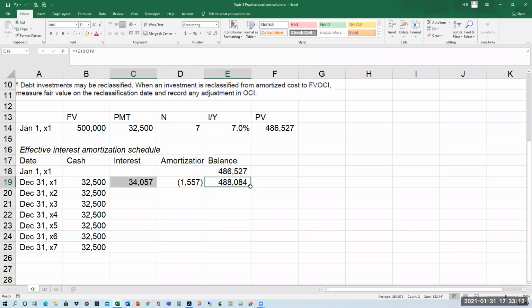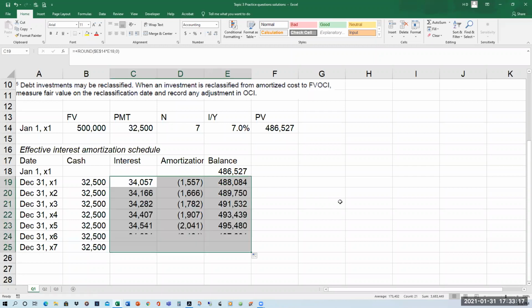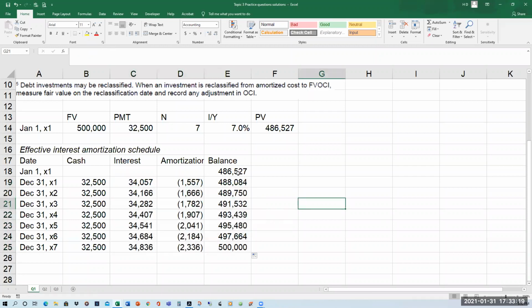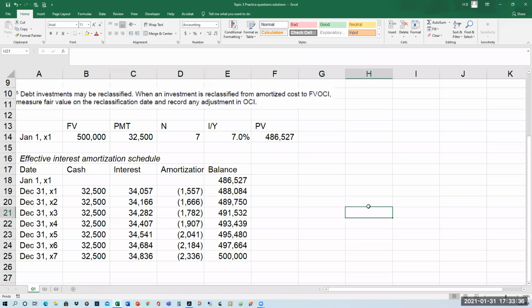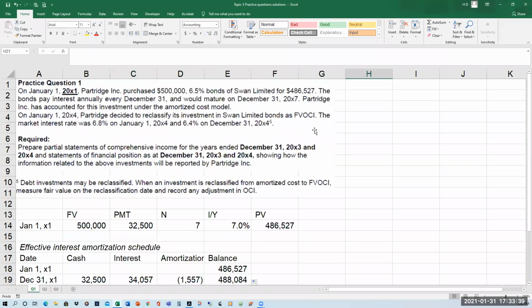balance. And we expect that to happen because we expect that over the 7-year period, the carrying amount of the investment will go up to 500,000, and that's precisely what happened here. Every year, the interest amount is calculated, it grows, and the negative amortization causes the balance of the investment to keep growing. So we did that, and the reason for doing so is that the company was accounting for its investment under the amortized cost model.